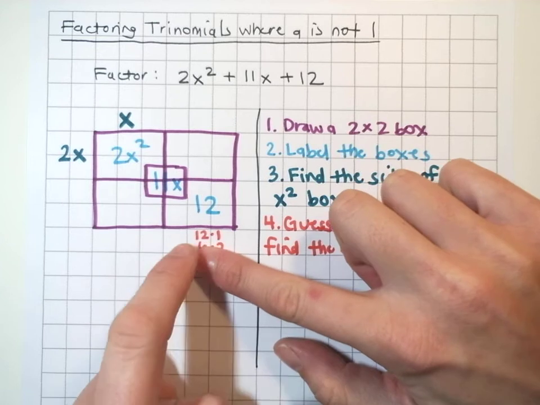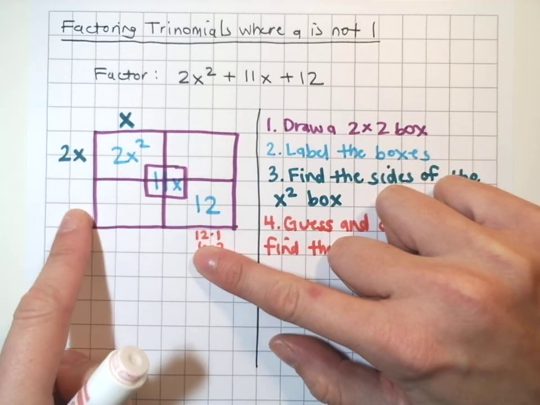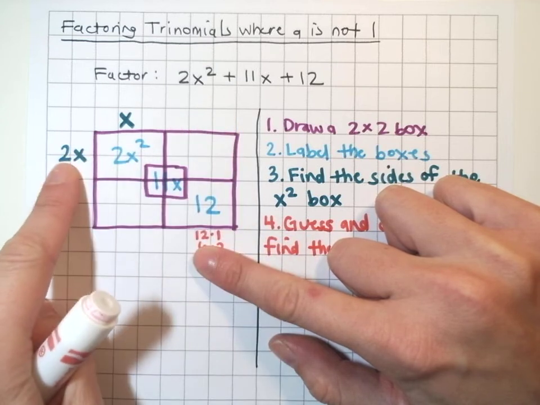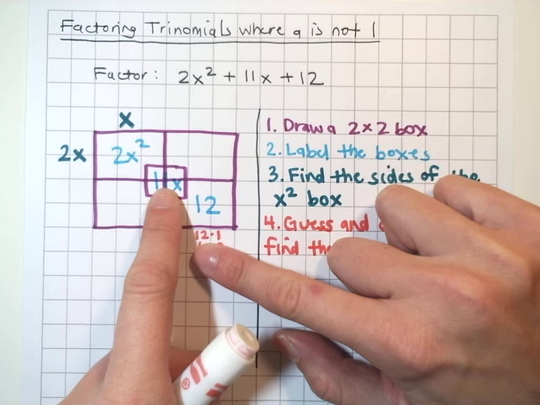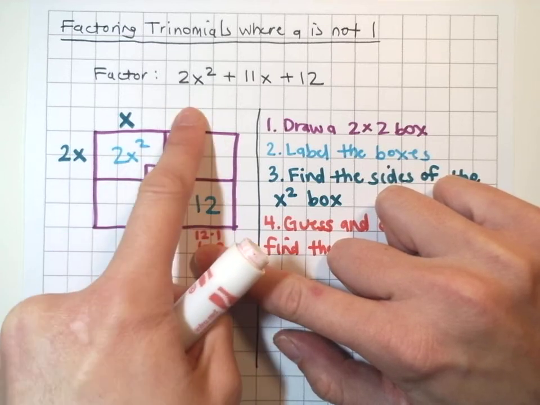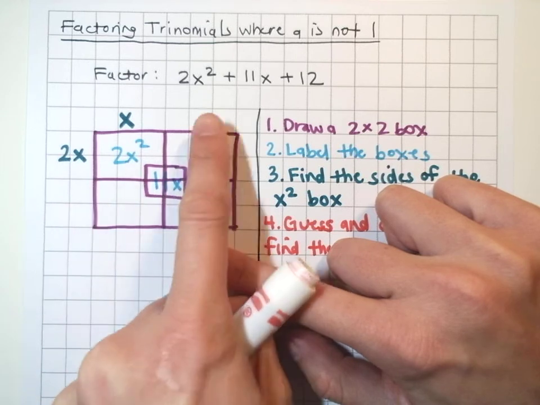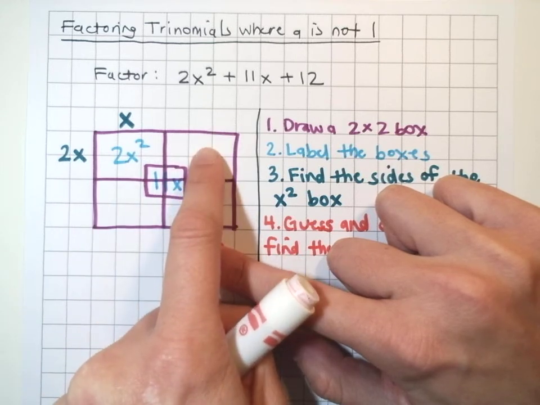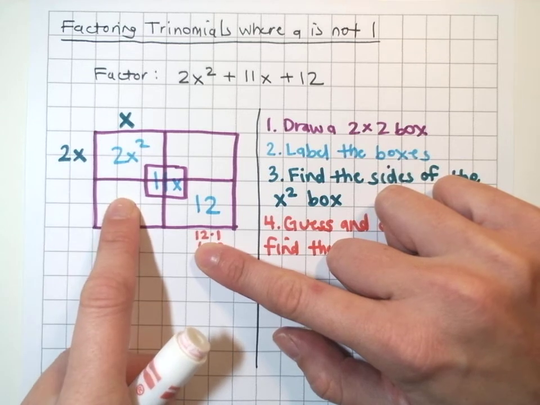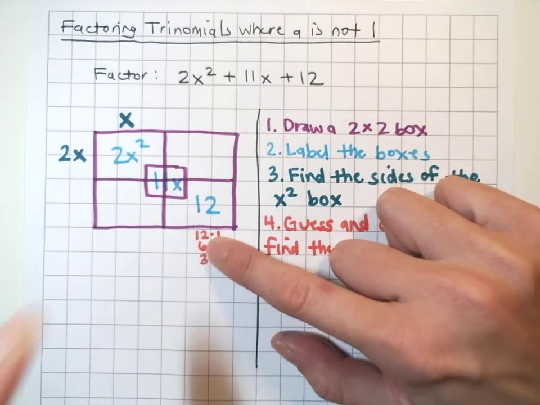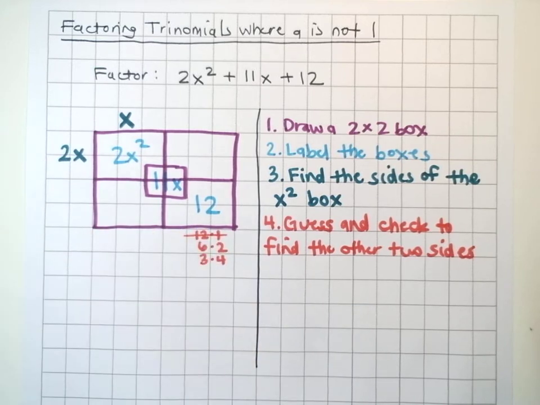So we'll look at the first ones, 12 and 1. Let's say we put 12 here and 1 here. Well, 12 times 2 would give us 24. So right away, that's way too big. So let's switch it. What if we put the 1 here and the 12 here? If we put a 1 here, that would give us a 2x, and the 12 here would give us 12x. That's greater than our 11x, so it can't be that one. We can cross that off.